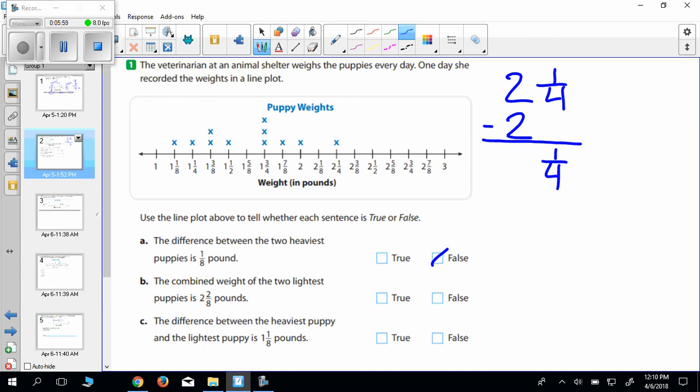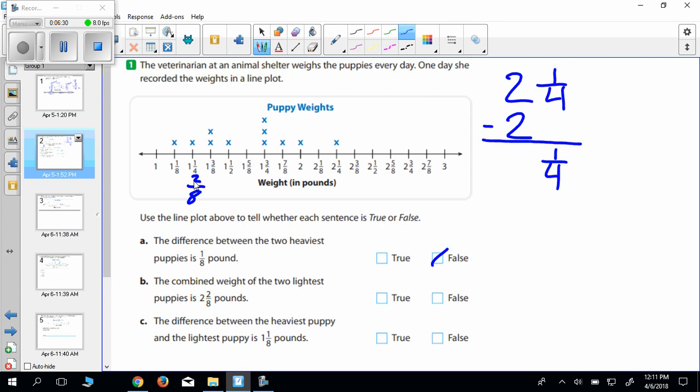So B says the combined weight of the two lightest puppies is 2 2/8 pounds. So this is exactly the opposite. You have to go farthest to the left where there are X's, and you want to find the two puppies that are the lightest. This puppy is the lightest. This is the next lightest. It's just a little heavier. Now remember, we have 8ths and 4ths. 1/4 is also 2/8 as an equivalent fraction.